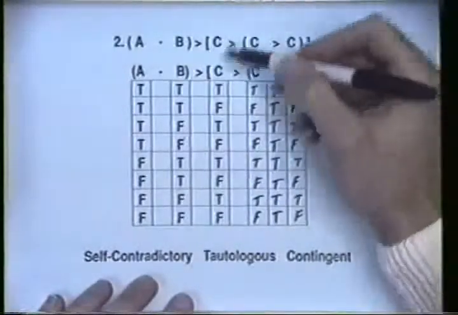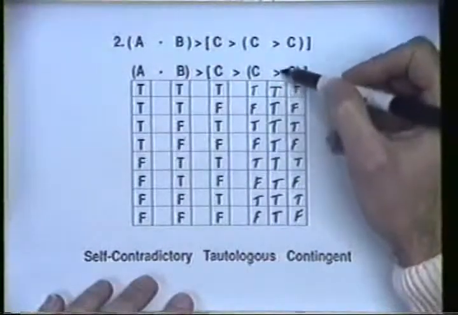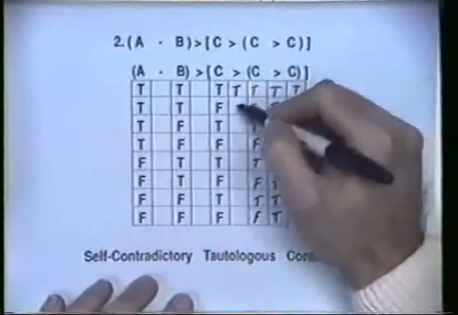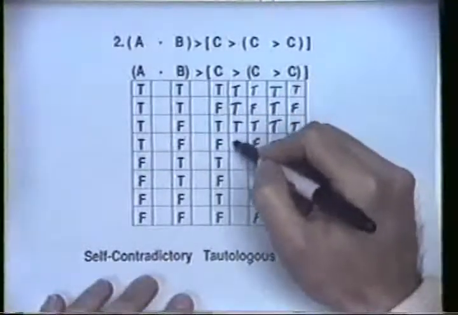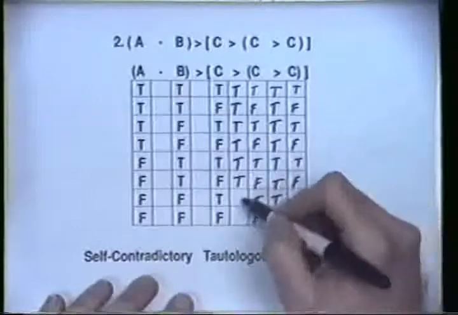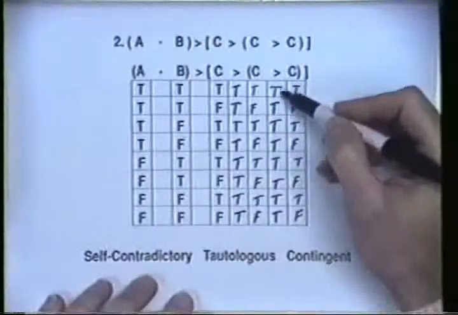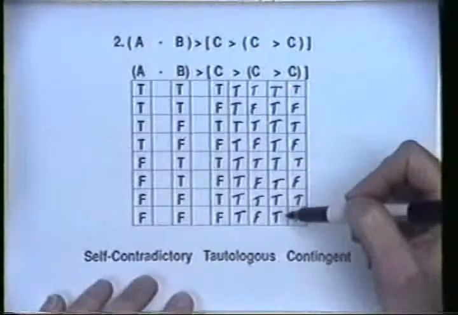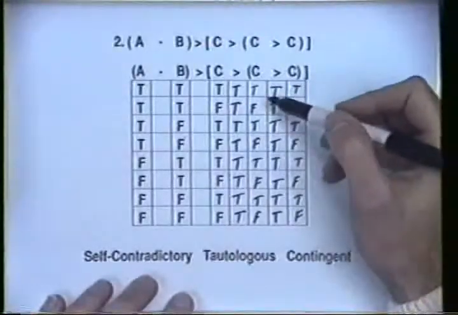Okay, now we need to take the values under this C and hook them, as it were, to the values under this conditional. So true hooks a true is true. False hooks anything is true. True hooks true, true. False hooks true, true. And so on down the column. Notice we could have predicted that because under the consequent we had nothing but trues, therefore eliminating the possibility of a true-false antecedent-consequent arrangement, which was the only one that would give us a false.